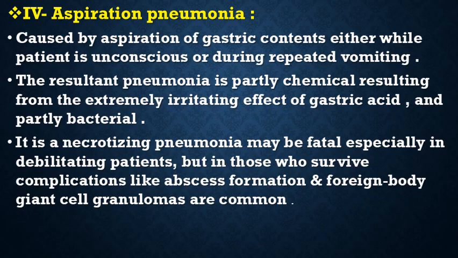Aspiration pneumonia is another type of pneumonia, which is caused by aspiration of gastric content, either while the patient is unconscious or during repeated vomiting. The resultant pneumonia is partly chemical because of the swallowing of this gastric acid, which is highly irritant to the lung, and partly bacterial. It is a necrotizing type of pneumonia that may be fatal, especially in debilitated patients, with a high incidence of abscess formation, and foreign body giant cell granuloma are common.